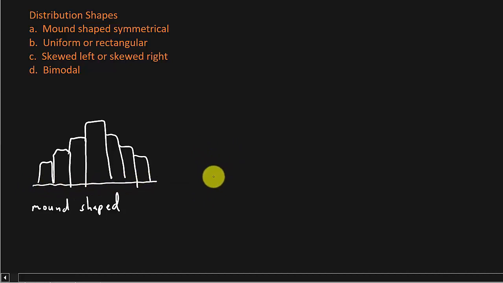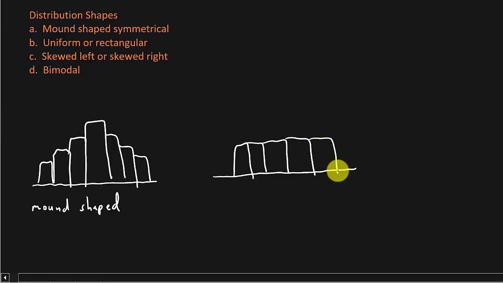Now, a uniform, that's where you're going to have your blocks. It's pretty much going to go straight across. Now, it may not go perfectly straight across. You may have one just a little bit higher, but not much. But that's your uniform shape. This is uniform.